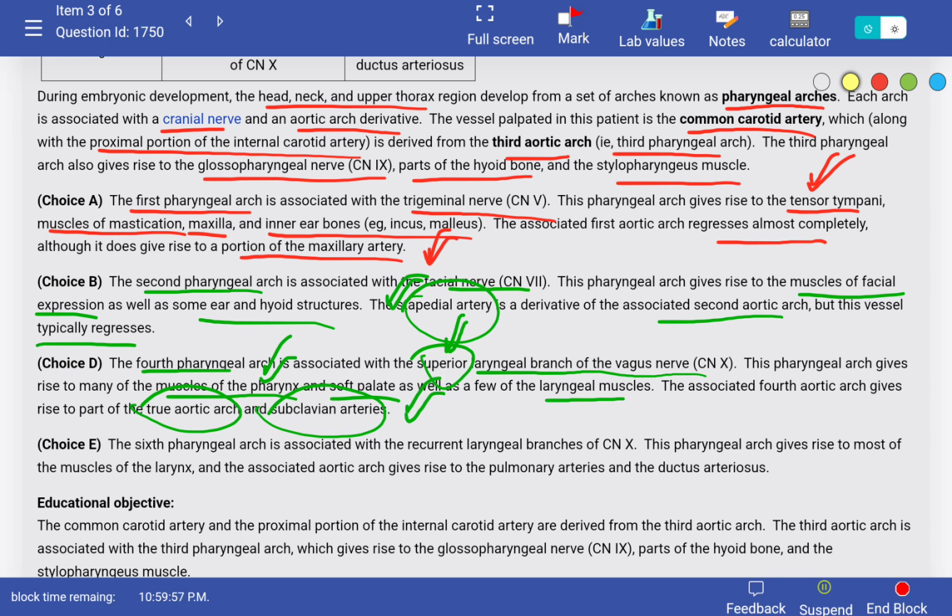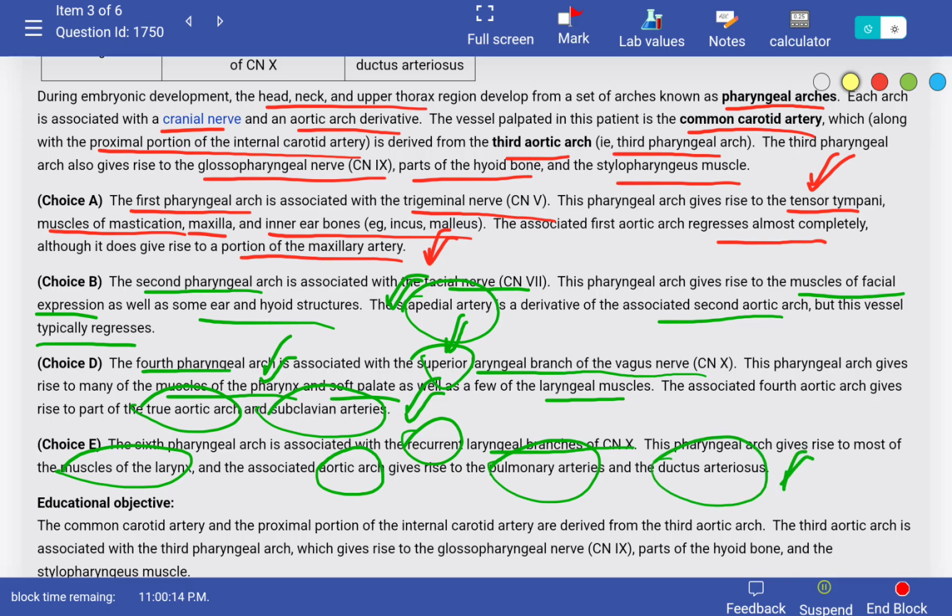The sixth pharyngeal arch is associated with the recurrent laryngeal branch of cranial nerve 10, this is important. This pharyngeal arch gave rise to most of the muscles of the larynx. The associated aortic arch gave rise to the pulmonary arteries and ductus arteriosus. This is important, right?